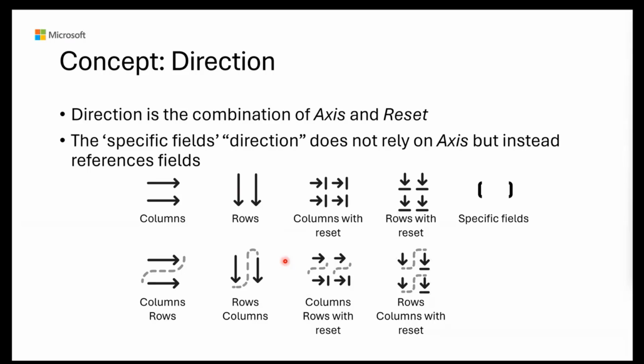The concept of direction is simply a combination of both. When we say direction, it means axis and reset. How are we traversing the visual matrix, and are we resetting the calculation anywhere across the visual matrix while we're traversing? So that's direction. That's all you need to know about that. And that's the last concept. And then we have some more time for some more questions.